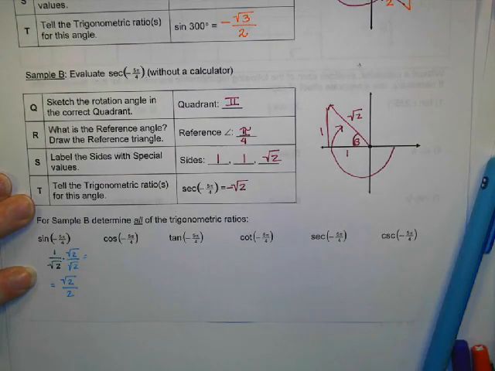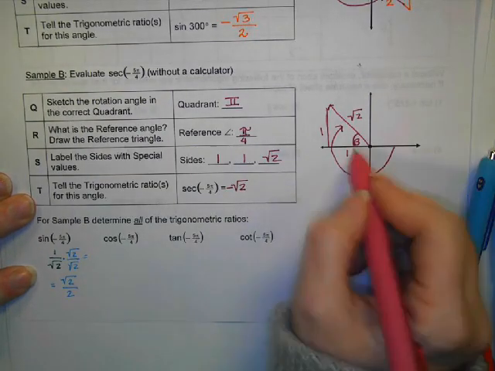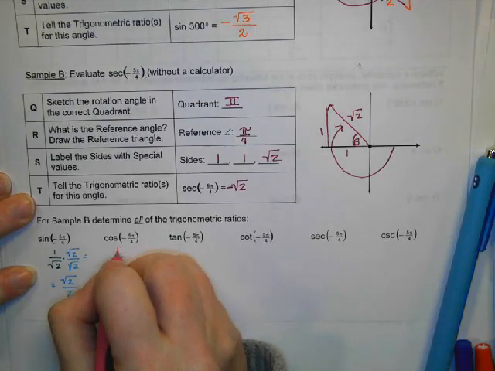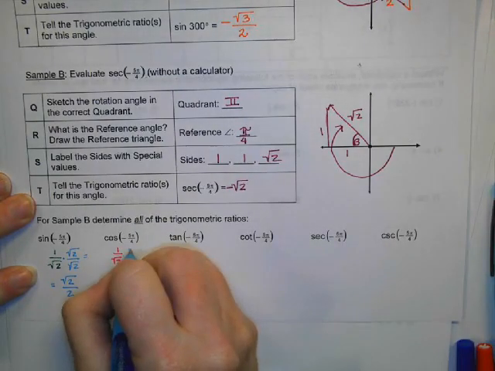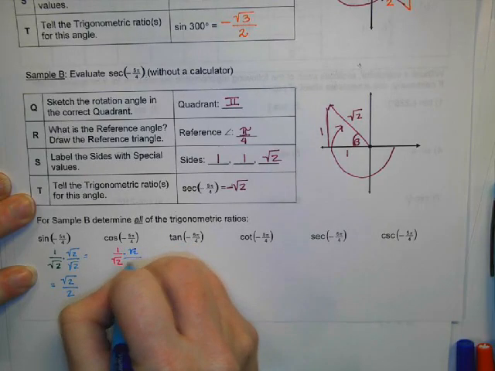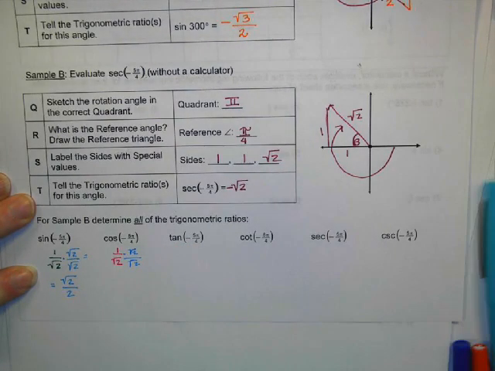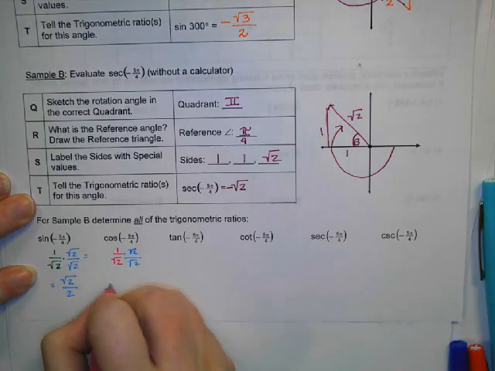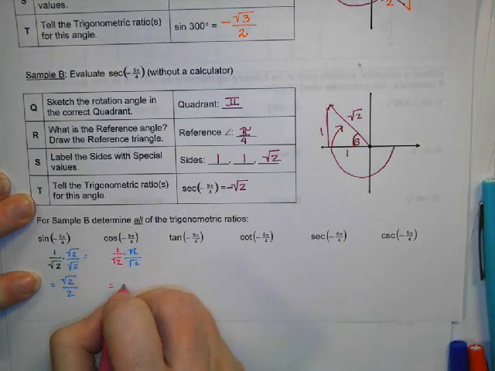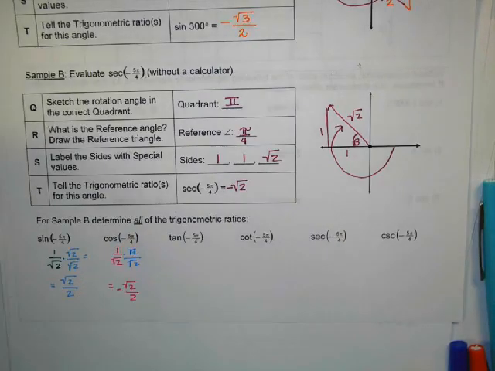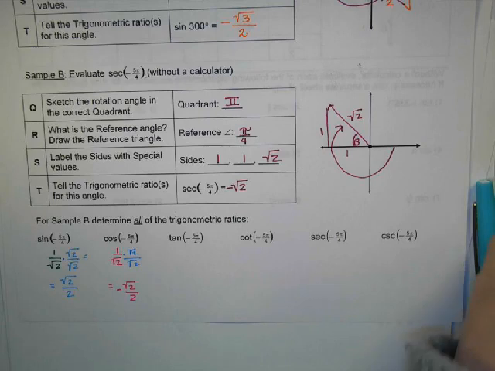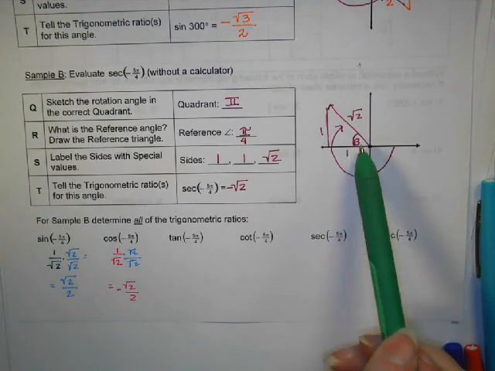Cosine is adjacent over hypotenuse, so that is also 1 over the square root of 2. You can't leave it like that. Got to rationalize. So multiply both the top and the bottom by square root of 2. That's going to give me square root of 2 over 2, but cosine is negative in quadrant 2, so it's going to be negative. Tangent, opposite over adjacent.